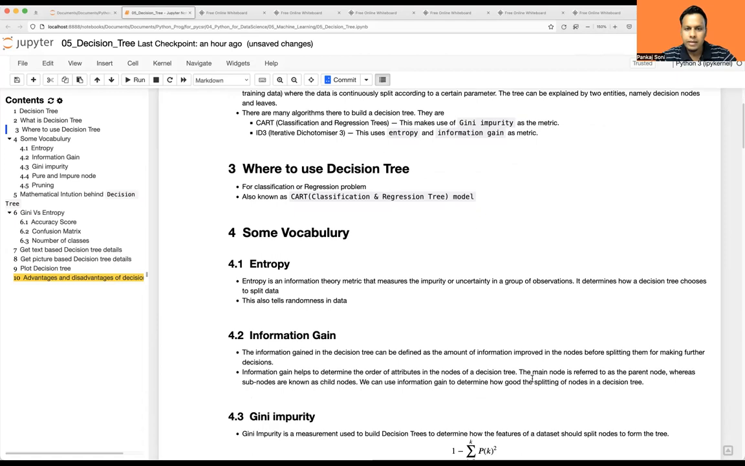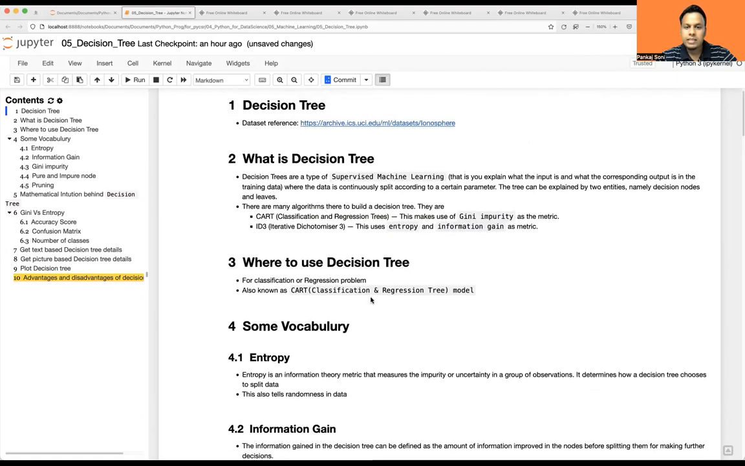Okay guys, and this particular thing is also known as CART, basically classification and regression tree. We have taken the categorical value, so it is basically for classification. When you have a value which is continuous, then it becomes regression. That's why it is also known as the CART model. Okay, so please remember that.